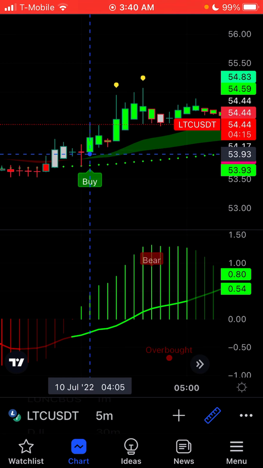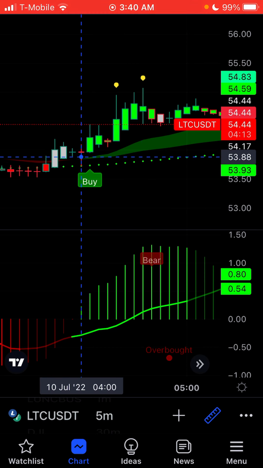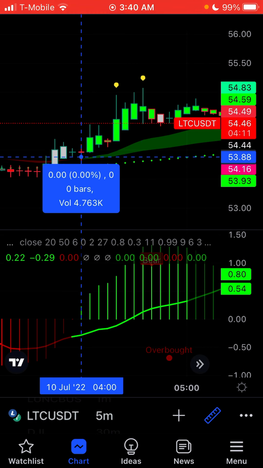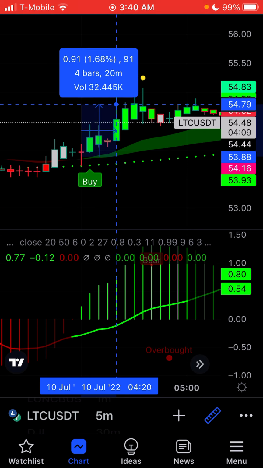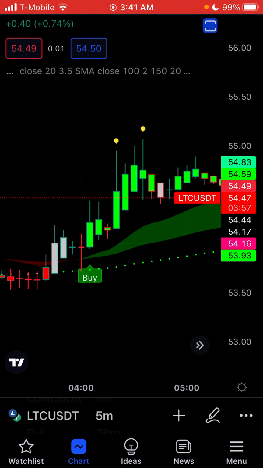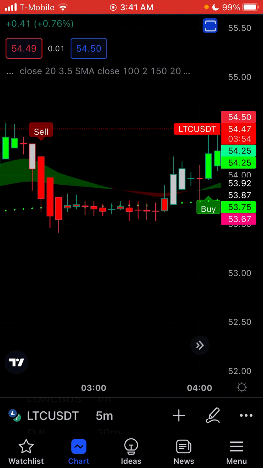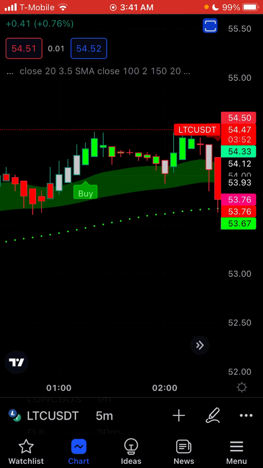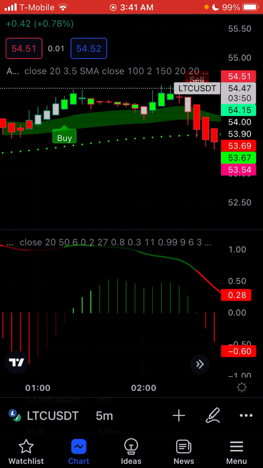You got in right here when it triggered the light green, and you got out here. I guess this is really good for scalping. That's 1.7%. So I think this will work good for scalping, and that's for the 5-minute and the 1-minute.